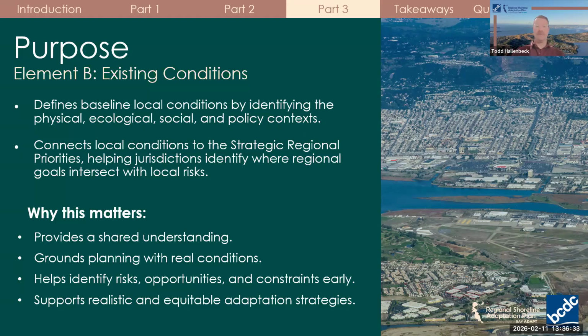Element B also directly informs the next steps in the planning process. The information documented here is used to support Element C, the vulnerability assessment, and Element D, adaptation strategies. This element matters because it grounds the plan in real documented conditions, helping jurisdictions identify risks, opportunities, and constraints early in the process. It also supports adaptation strategies that are realistic, implementable, and responsive to community needs, including equity considerations, rather than abstract or one-size-fits-all solutions.